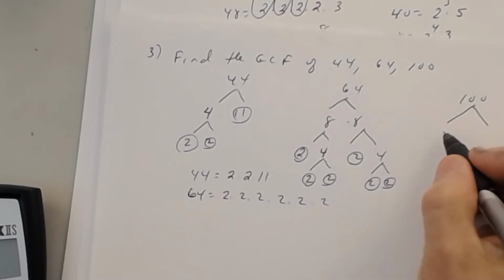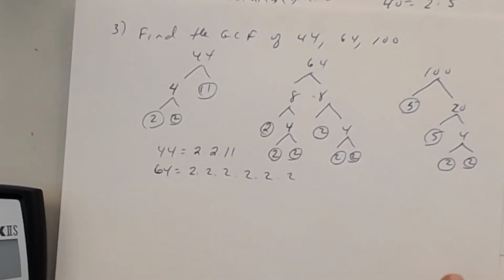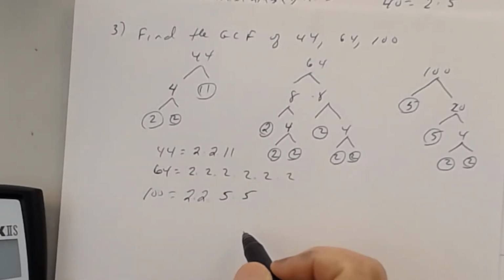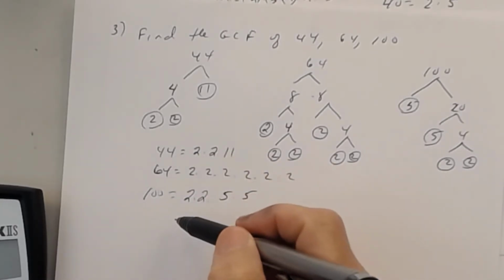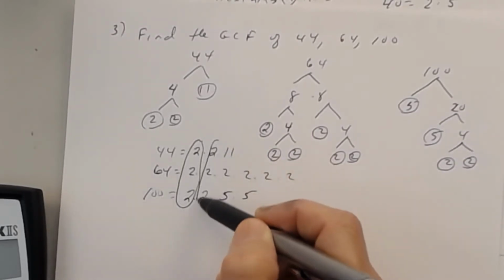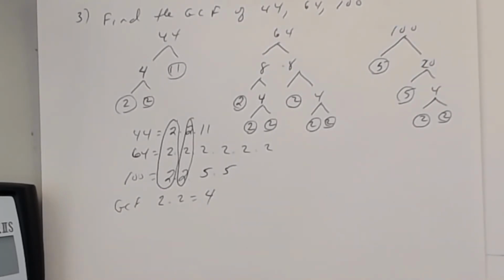But let's do 100. What do you want to try? 5 and 20? Someone else could have said 10 times 10. 5 is prime, and then 20 is 5 and 4. You could have said 2 times 10, it does not matter. You would still get the same answer in the end, right? So 20 is 5 times 4, and 4 is 2 times 2. So 100 is 2 times 2 times 5 times 5. If you look at those three numbers, what factors do they have in common? They have a set of 2's, and they have another set of 2's. So it's 2 times 2, 4. So the GCF is 4. That's how you find the GCF.